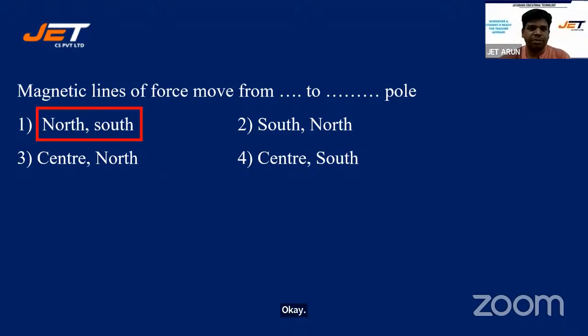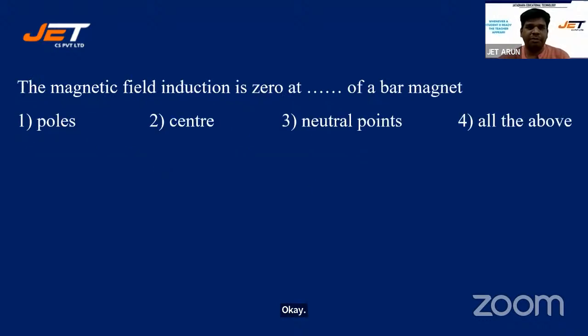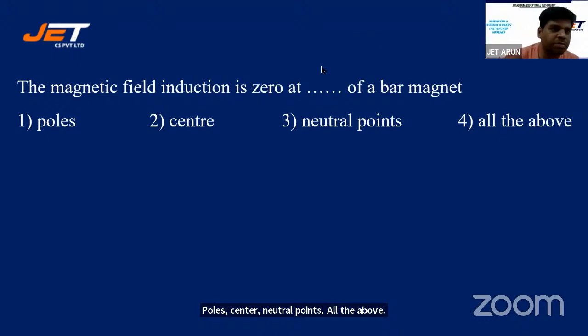Yes, north to south. The magnetic field induction is 0 at dash of the bar magnet. Poles, center, neutral points, all the above. Kumari, outside is north to south, inside is south to north.